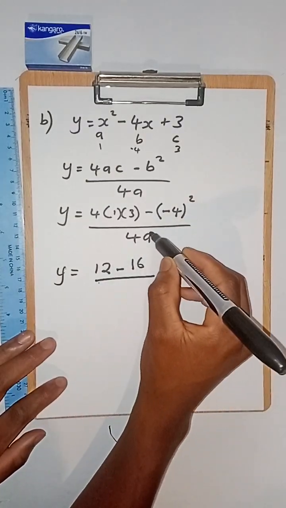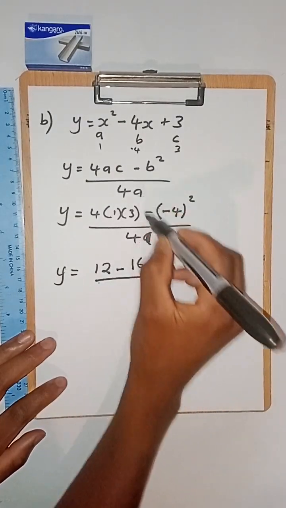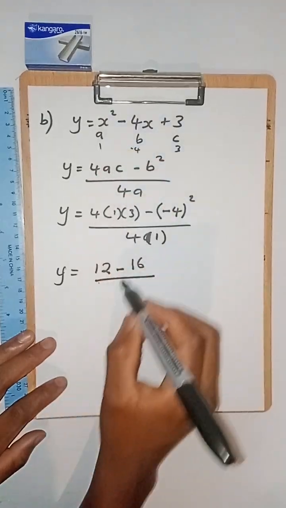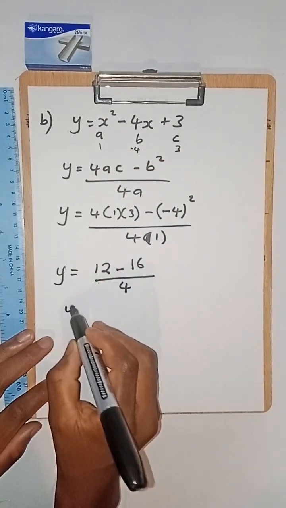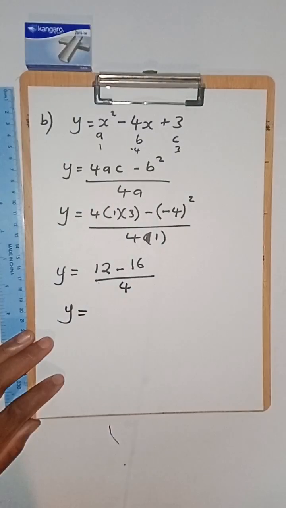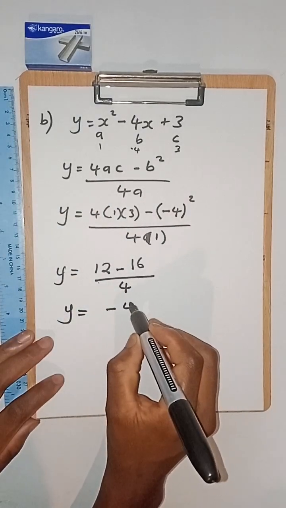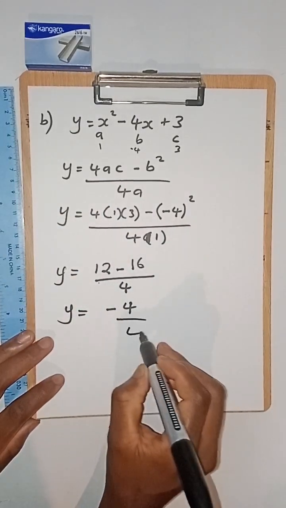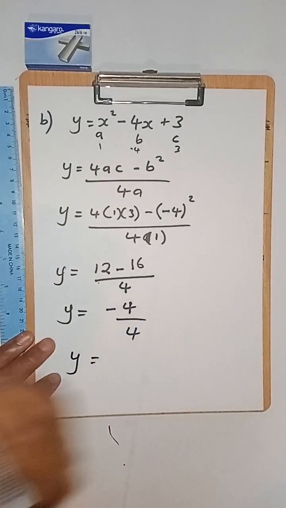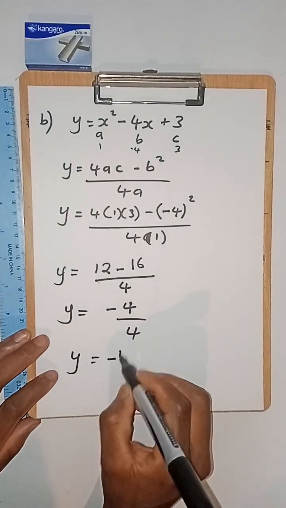Over... here I didn't substitute here. It's supposed to be 1 here for the a, and then I'm going to have 4 down here. So y is equal to 12 minus 16. That will be -4 over this 4 which is down here. Now when I say 4 into -4, we are going to get -1.